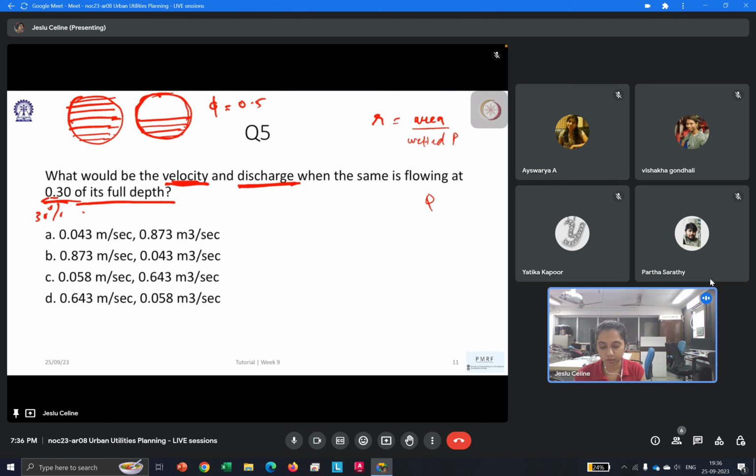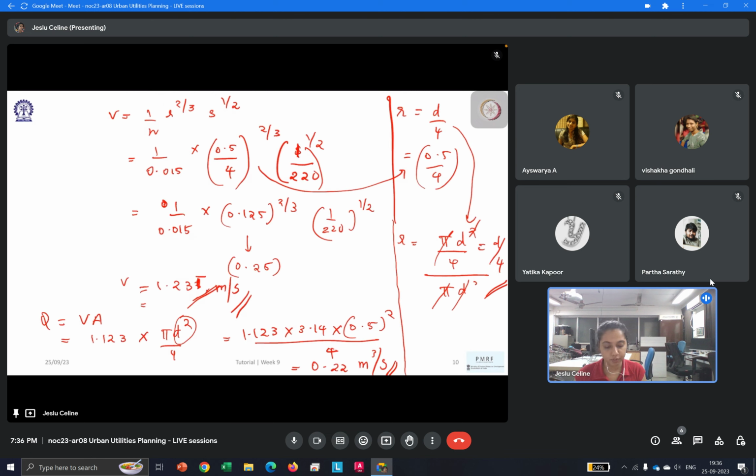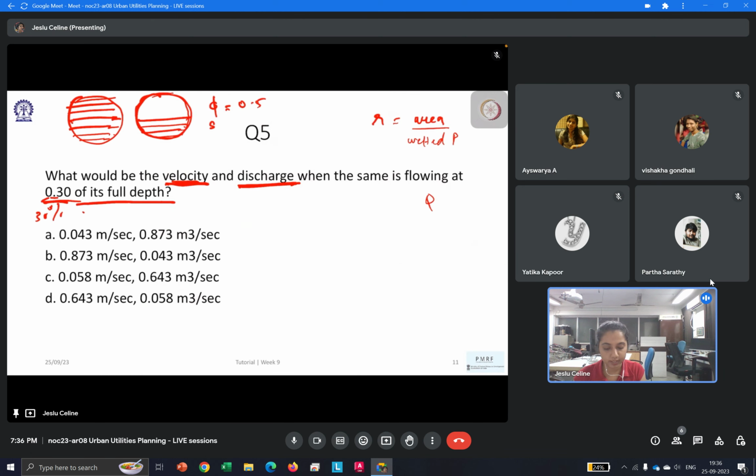Then what else was given in the question? Slope is given as 1 in 220, and Manning's coefficient is also given. That is all the same. So S is equal to 1/220 and n is equal to 0.015, like 1 by 0.015 we take it. So this information is there. It's fixed. The only difference is that now it's only flowing 30%.